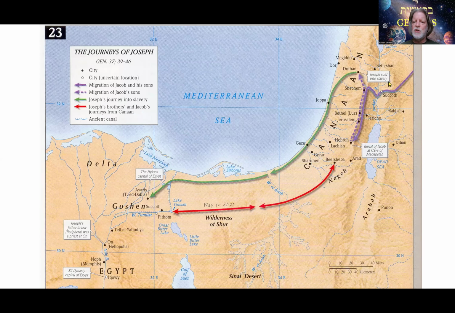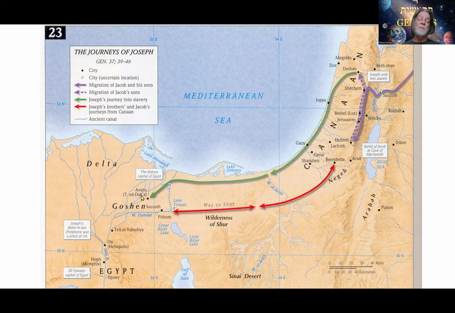We have a map of Joseph's travels, and so far the only ones that are of interest to us are Joseph going up to see his brothers while they were out in the fields with their flocks in Dothan, and then his being sold into slavery and taken to Egypt. This map shows him taken to Goshen, and that may or may not be where he was taken.